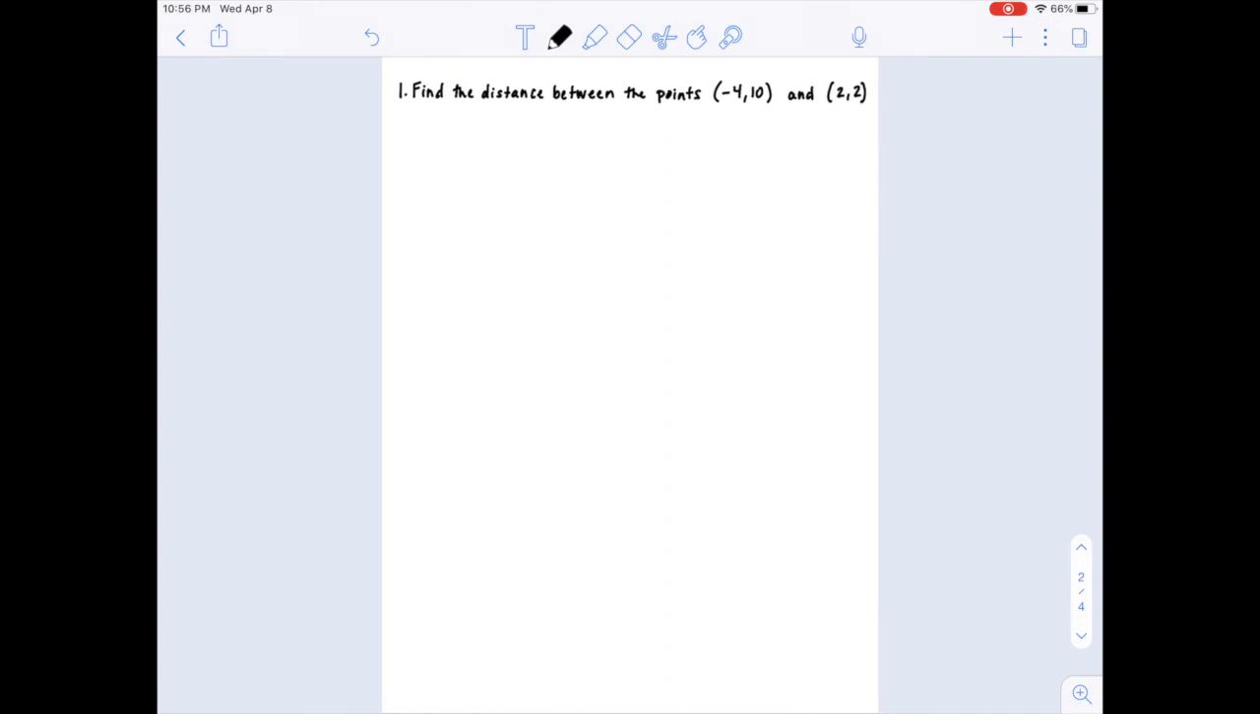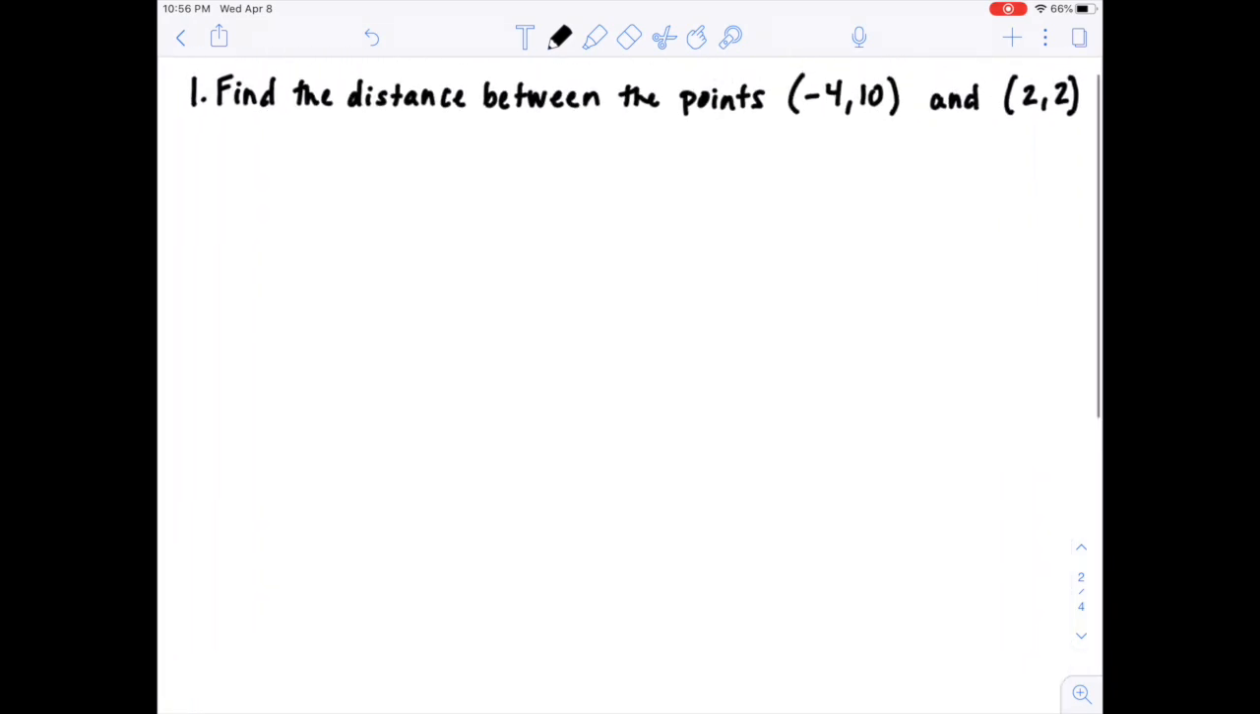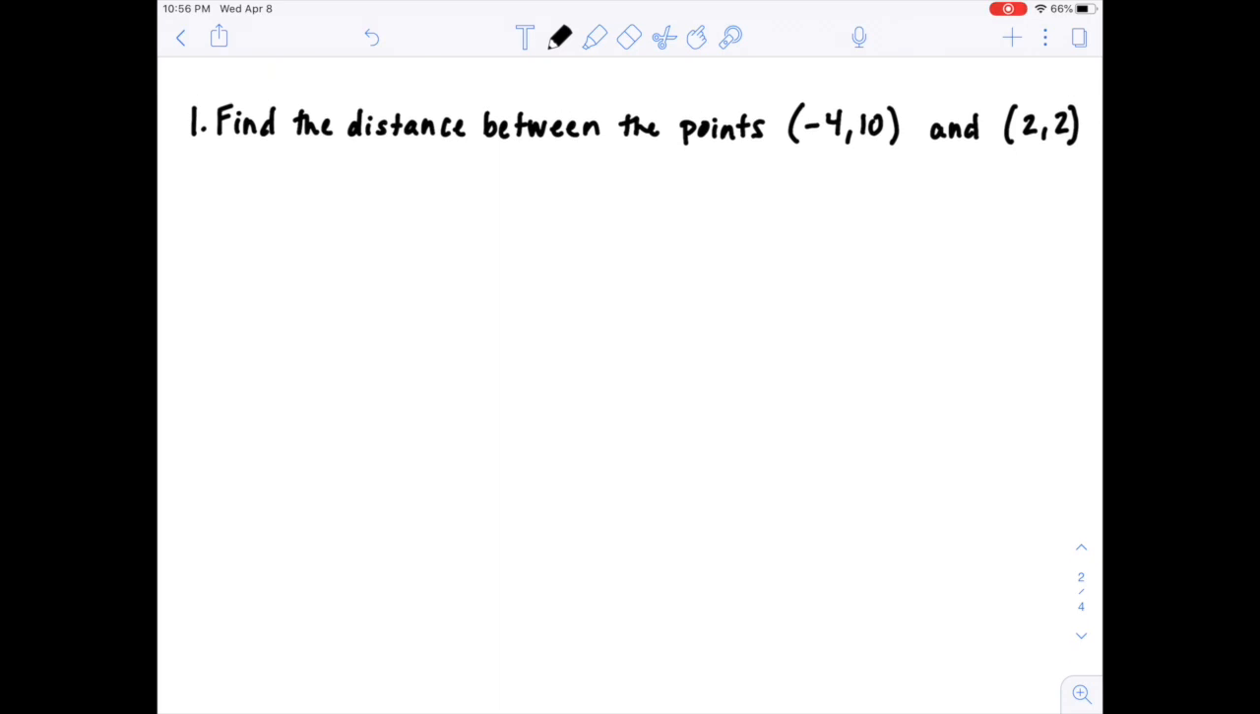Okay, this is a distance formula problem. Find the distance between the points (-4, 10) and (2, 2). I'm going to zoom in on that. Okay, so the first thing we need to remember to do this problem is the distance formula. If you don't remember the distance formula, it's no problem. I'm going to write it down for you.